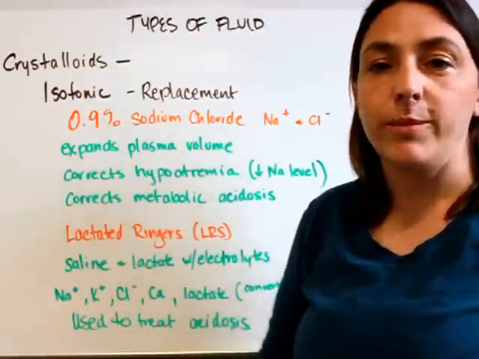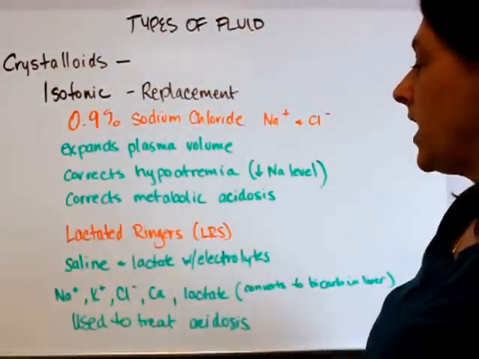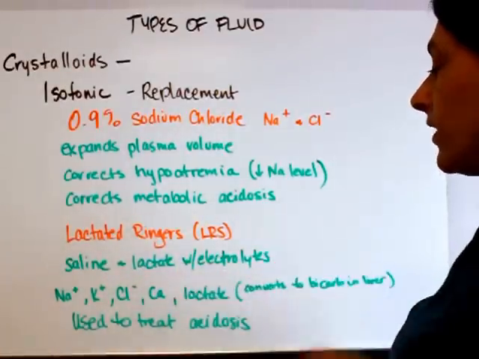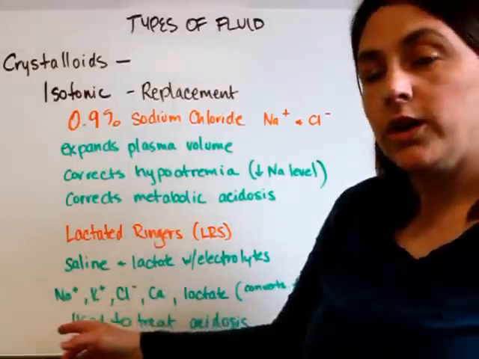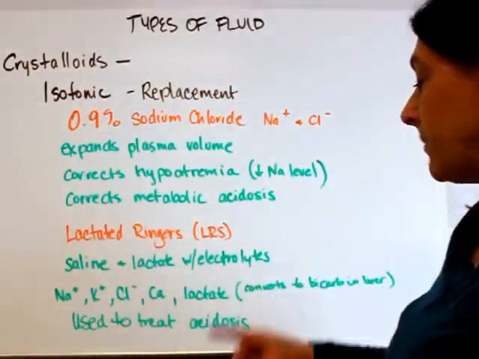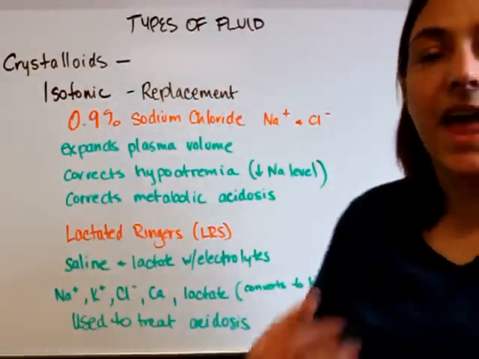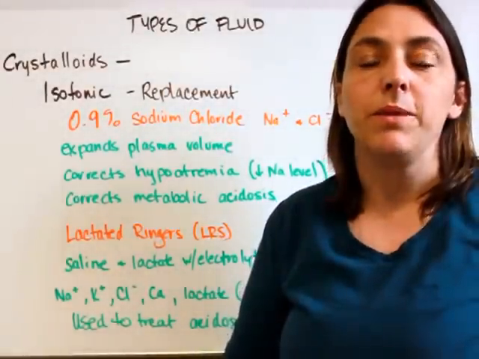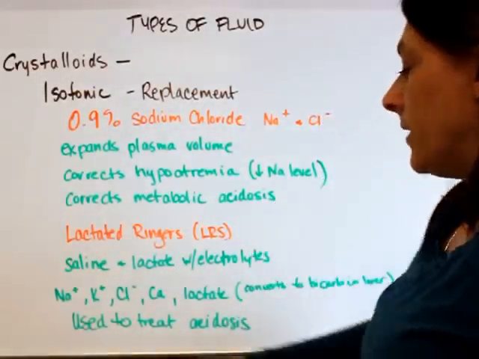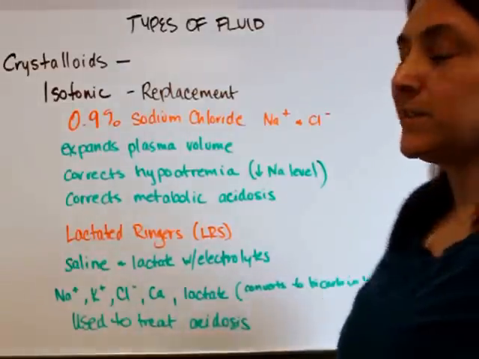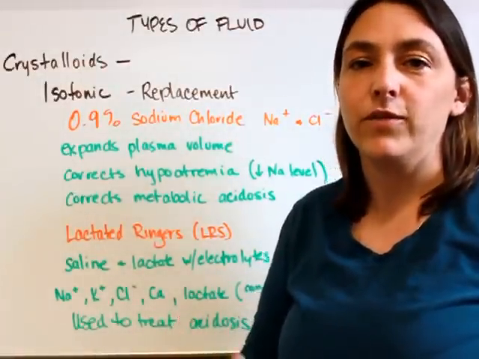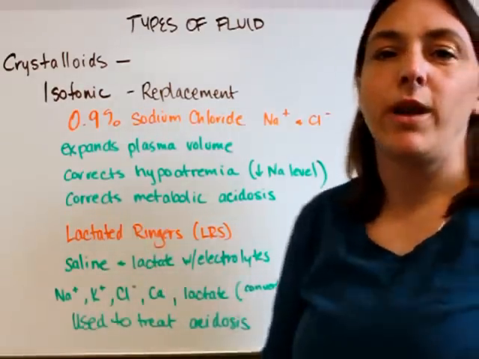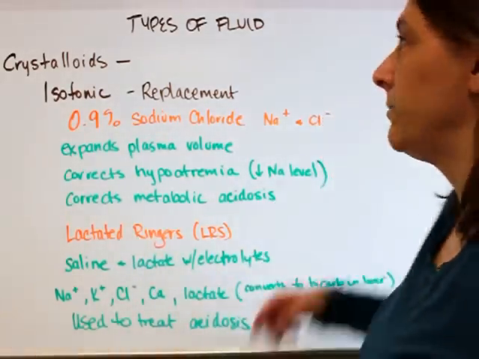Lactated Ringer's is another commonly used isotonic product. This is saline and lactate, and it has electrolytes in it: sodium, potassium, chloride, calcium, and lactate. The problem is that lactate converts into bicarb in the liver, so make sure you're not using this in patients who are liver compromised. You can use this to treat acidosis. It's pretty much a common standard fluid. For surgery, if there's nothing wrong with the patient, lactated Ringer's is probably the fluid of choice that your clinic is going to pick.